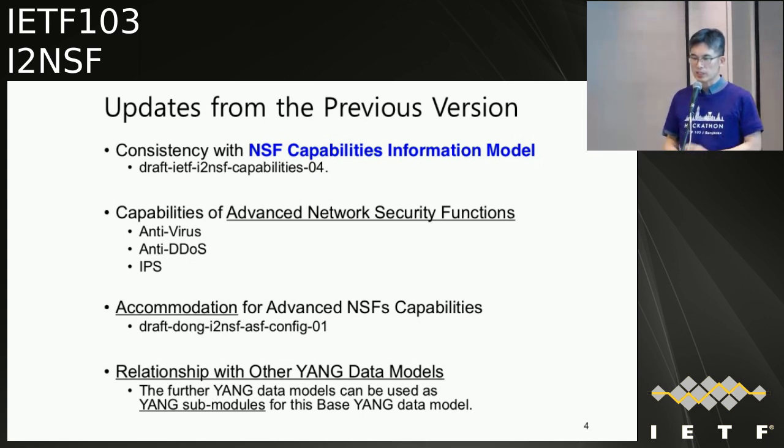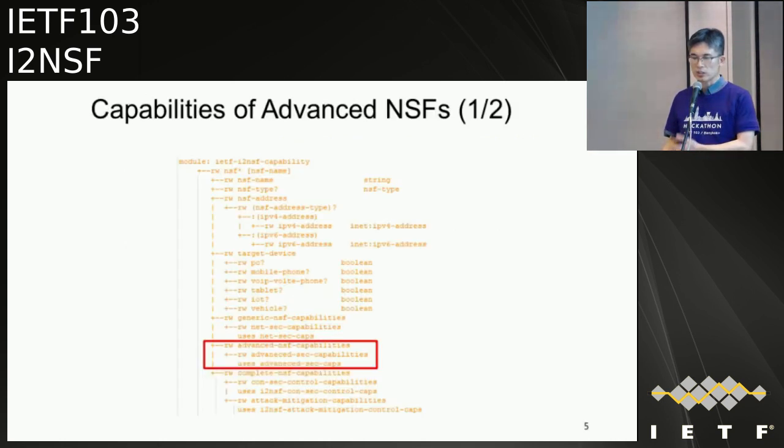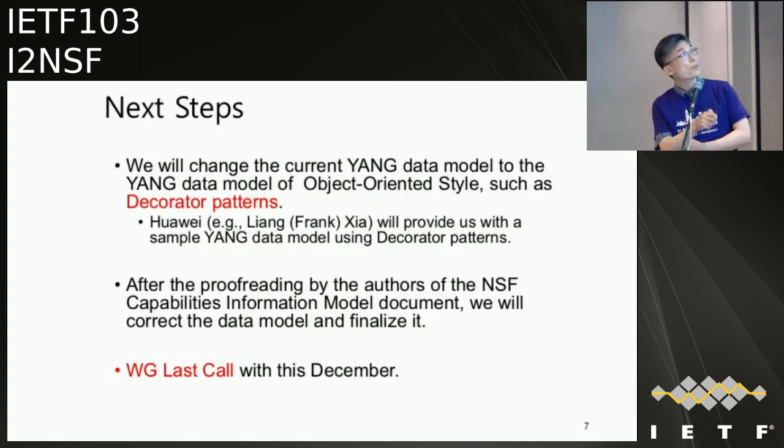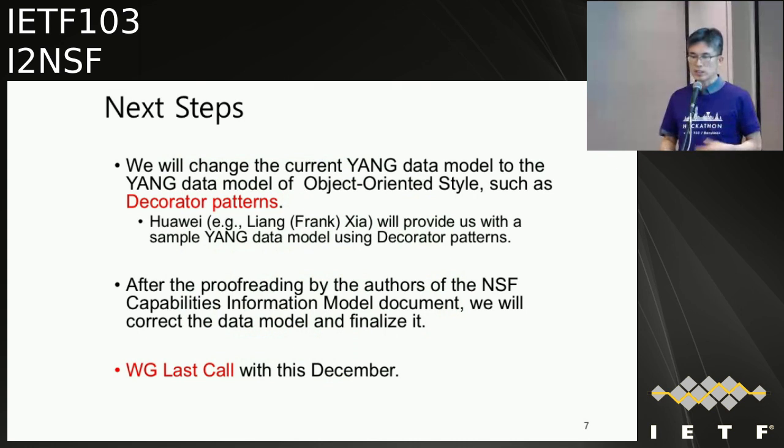So I believe we can separately work on the advanced security draft. So this is accommodation. We can easily accommodate the new advanced NSF. So this is our extension for that. The next step is we try to reflect the decorator model, I believe, working with the score this December. Hopefully we can get it done.